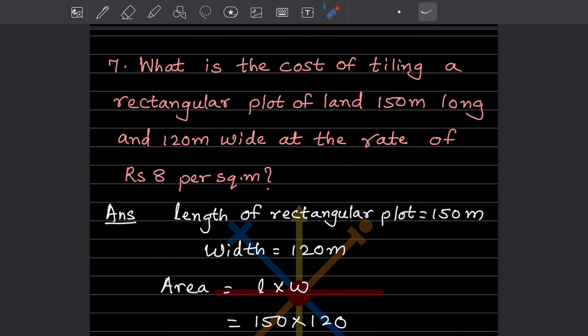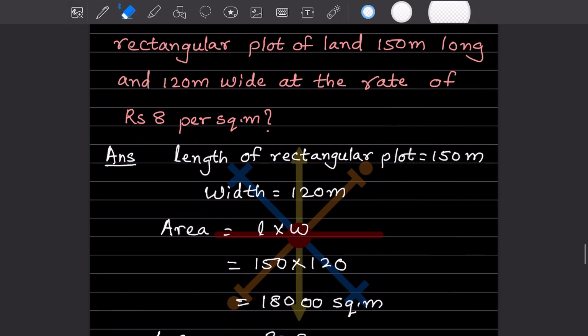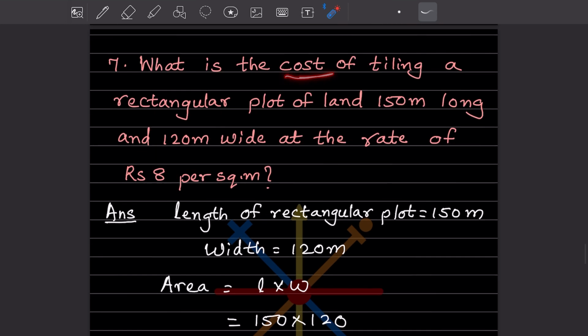So now just write the given things, that is length is given 150. The width is given 120. So what are you going to do? Area of rectangle, you know the formula: length into width. So here 150 multiplied by 120, which is 18,000 square meter.